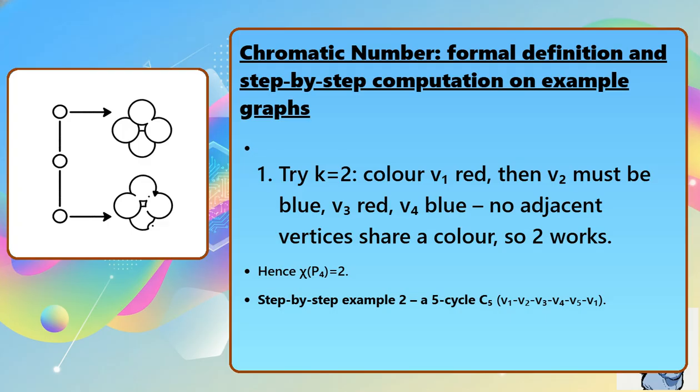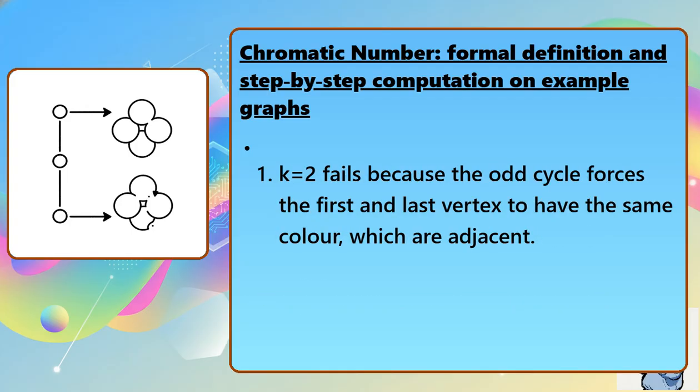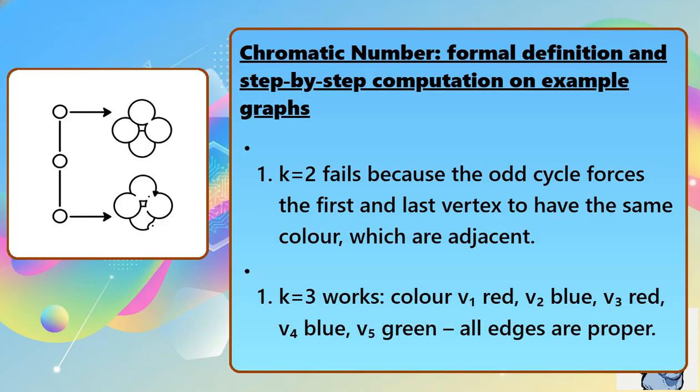Step-by-step example 2, a 5-cycle C5, v1 to v2 to v3 to v4 to v5 back to v1. 1, K equals 2 fails because the odd cycle forces the first and last vertex to have the same color, which are adjacent. 2, K equals 3 works. Color v1 red, v2 blue, v3 red, v4 blue, v5 green, all edges are proper. Thus χ(C5) equals 3.